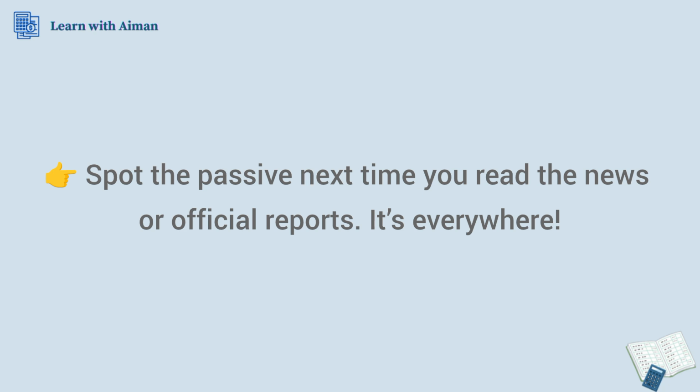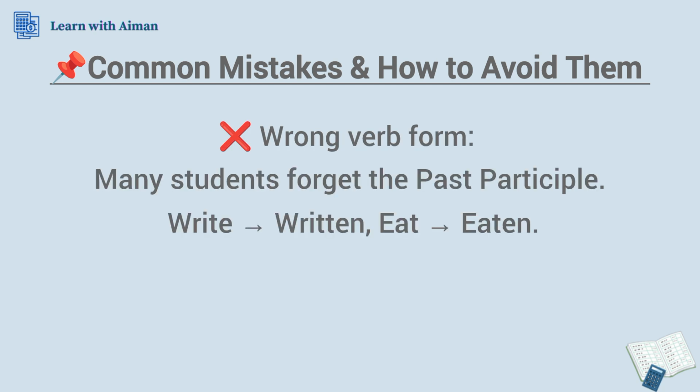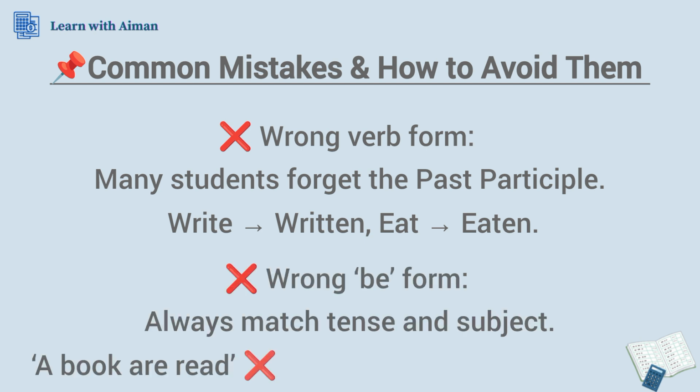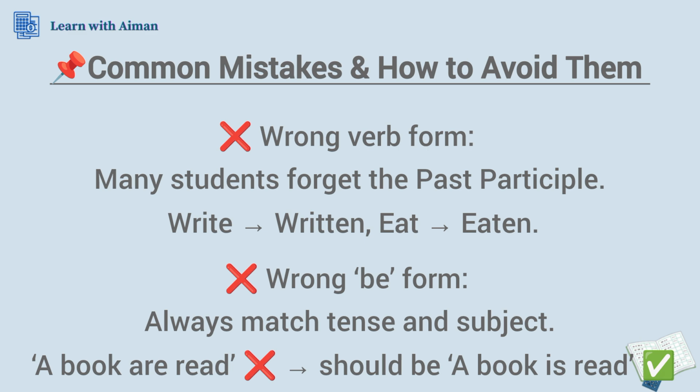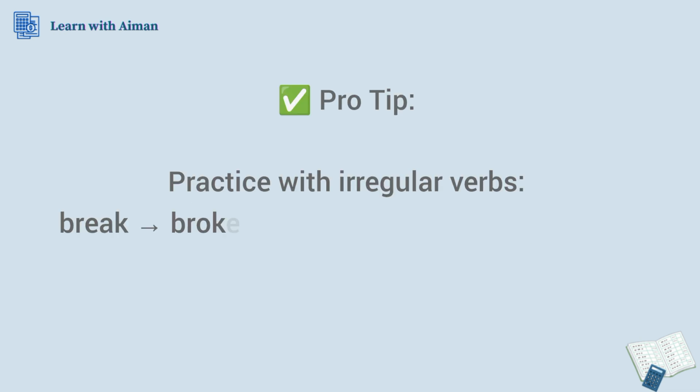It's everywhere. Common mistakes and how to avoid them. Let's bust some common mistakes. Wrong verb form: many students forget the past participle. Write, written; eat, eaten. Wrong be form: always match tense and subject. "A book are read" should be "a book is read." Agent confusion: don't add by when it's not needed. "The food is eaten" is fine if the doer is general. Pro tip: practice with irregular verbs: break, broken; see, seen; speak, spoken.